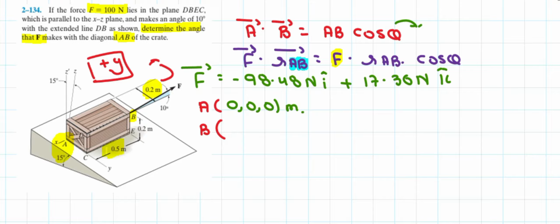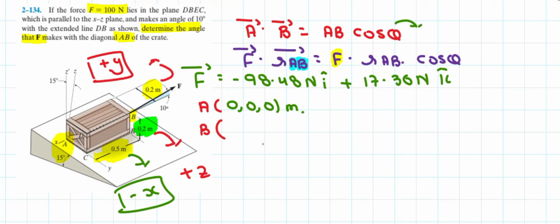Now this 0.5 meter distance is indicated into the page, so it is the negative x value present in point B. And lastly, this 0.2 meter distance is indicated vertically upward, so it is the positive z value present in point B. So the location of point B is written as negative 0.5, 0.2, 0.2 meters. Now, what about the position vector RAB? Let's find it out.